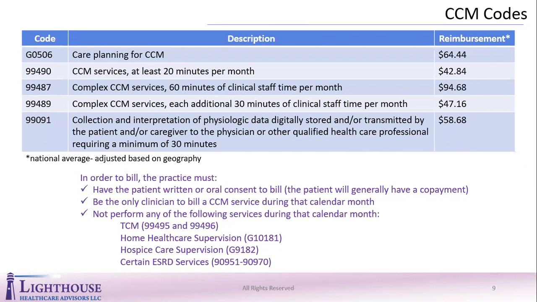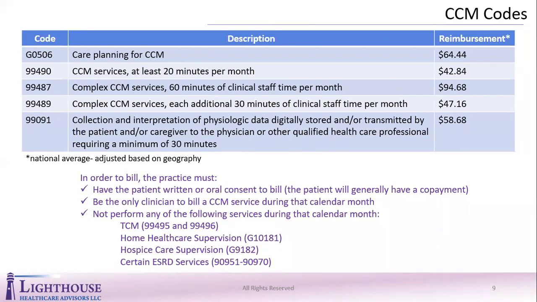So we have a care planning for CCM code. In that initial CCM visit, you can bill this G0506 care planning code, which is going to involve the creation of your initial care plan. Then the 99490 are CCM services, at least 20 minutes per month. This is your ongoing care management service.